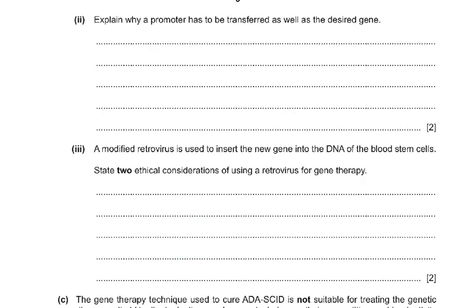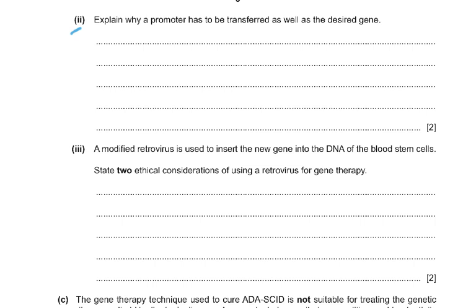Now the part 3 of the question: explain why a promoter has to be transferred as well as the desired gene. You see, the promoters are where they're recognized by RNA polymerase to switch the gene on, so that then RNA polymerase can allow transcription to take place at the right time, and this should be done at the right time in sufficient quantities, to allow the binding of RNA polymerase.